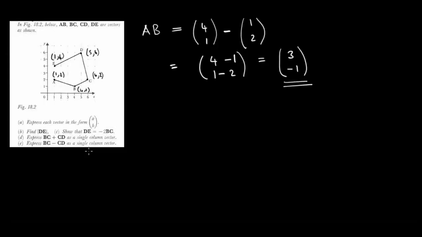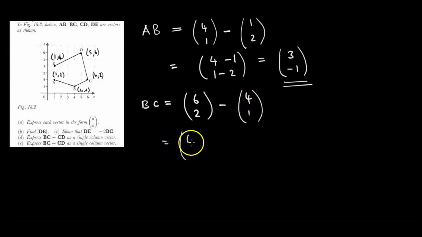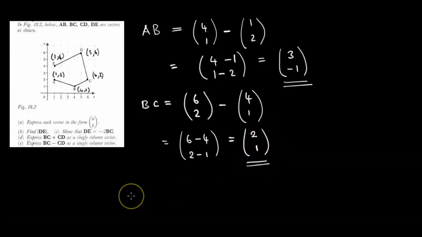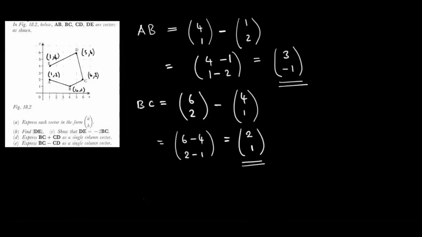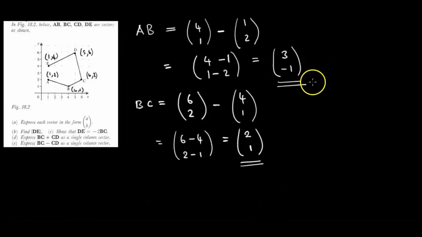BC, we can write it as follows. So for BC, it's equal to, we take the coordinates of C at the end, 6, 2, subtracting the coordinates of B at the start, 4, 1. So this is equal to (6 minus 4, 2 minus 1), which is what? 6 minus 4 is 2. 2 minus 1 is 1. It means our answer here is going to be (2, 1). Like that. Okay. Then what comes next?